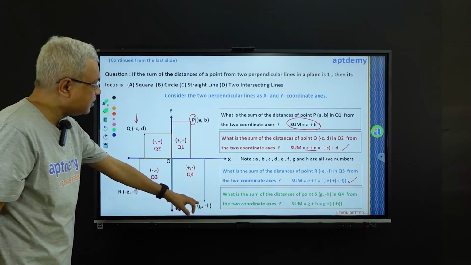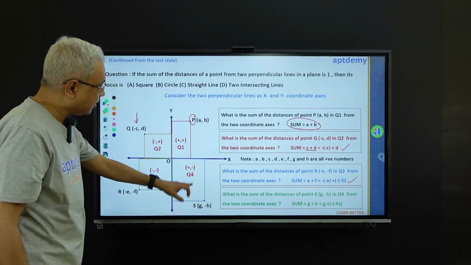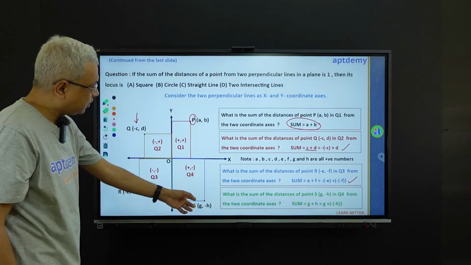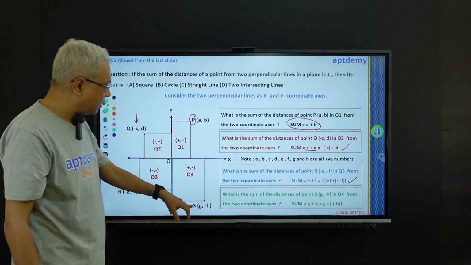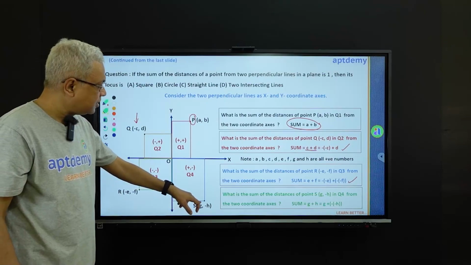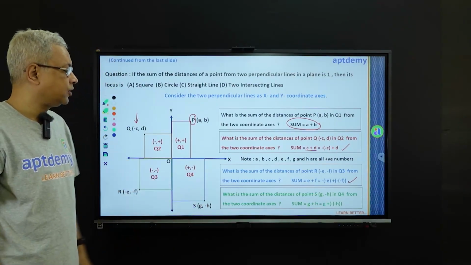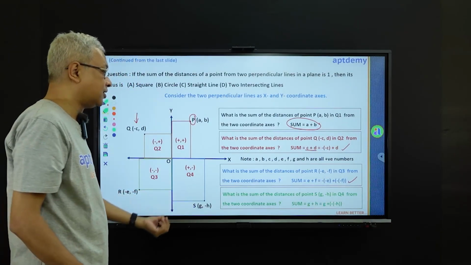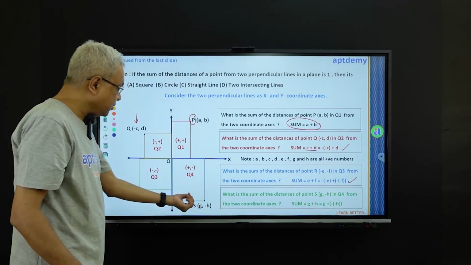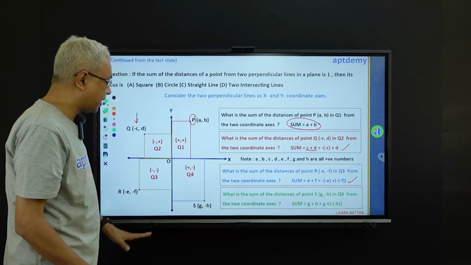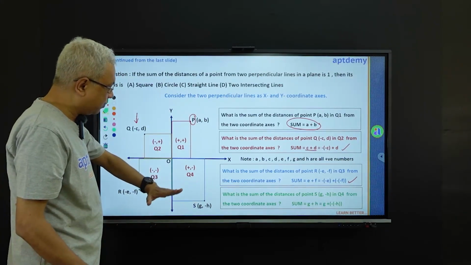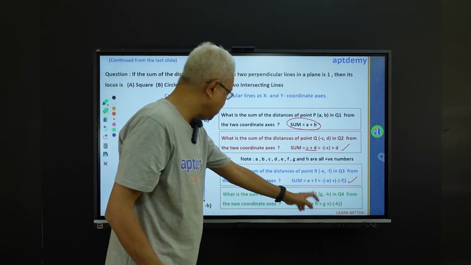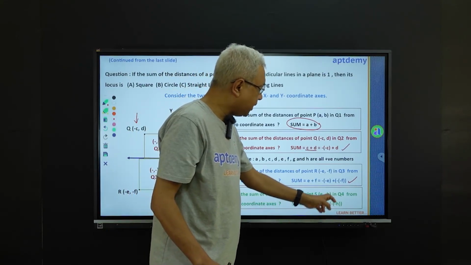Similarly, if the point is at position S, which is in the fourth quadrant, here the x coordinate is positive, the y coordinate is negative. Say for example, the coordinate of S is G, -H. G and H are positive numbers. Here the sum of the distances of the point S, which is lying in quadrant 4, from the two coordinate axes, for that matter from the two perpendicular lines, is actually G plus H, which is equal to G plus negative of negative H.